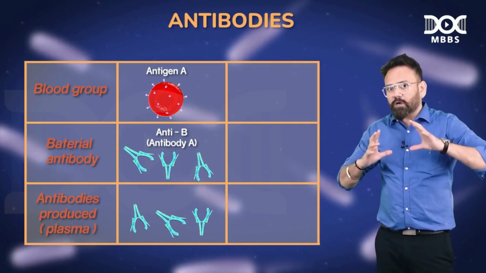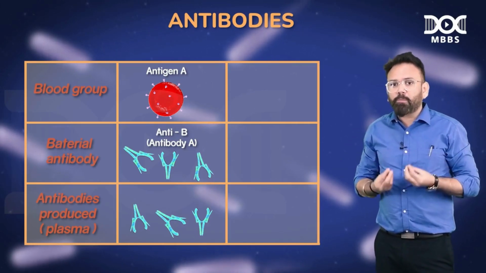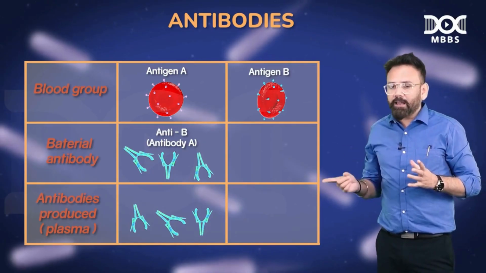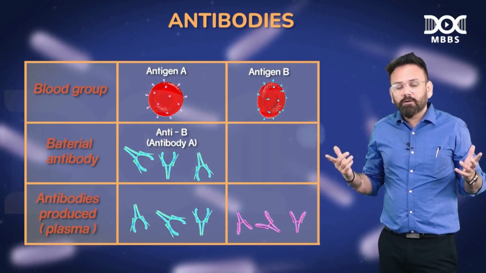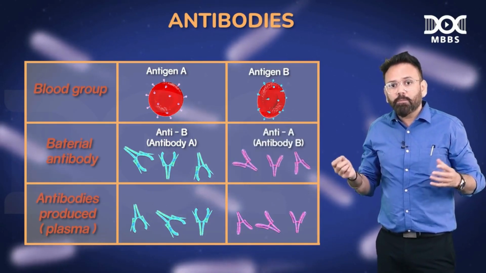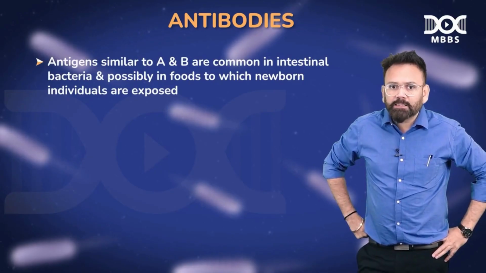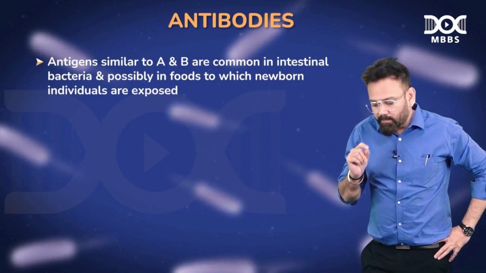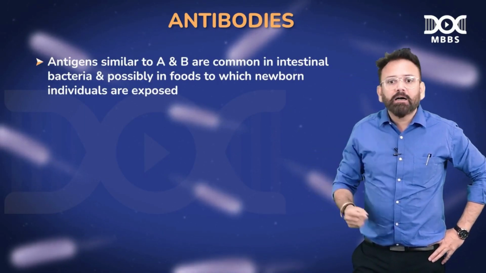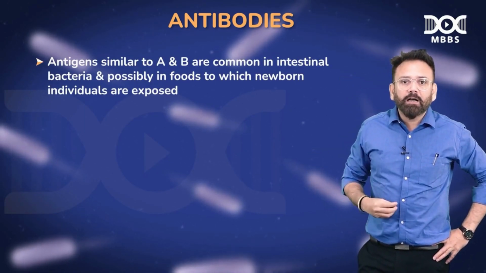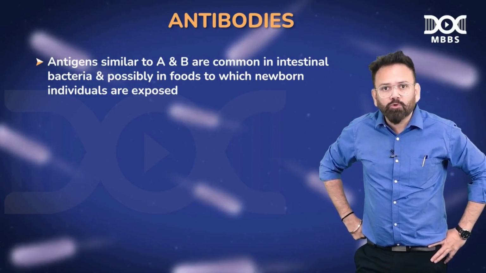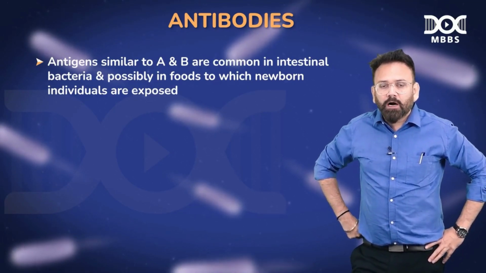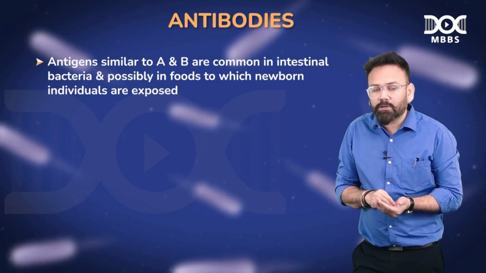So my question was, if my blood group is B, why will I have antibody against A if there is no antigen exposed from the foreign? What I mean to explain here is that antigens which are very similar to A and B are in the intestinal bacteria and sometimes in the food which we give to the newborn. A newborn gets exposed and antibodies are formed. Are you getting this concept? This is a very, very important concept.